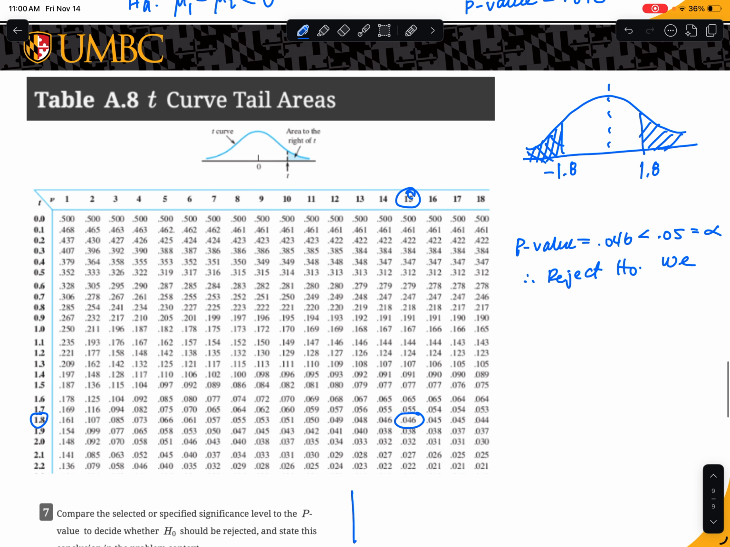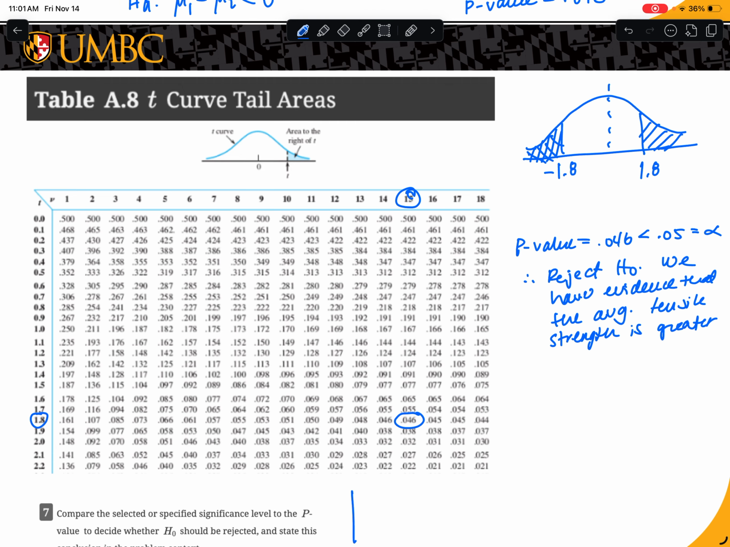So we have evidence that the average tensile strength is greater with the fusion process than without. That's our conclusion here.